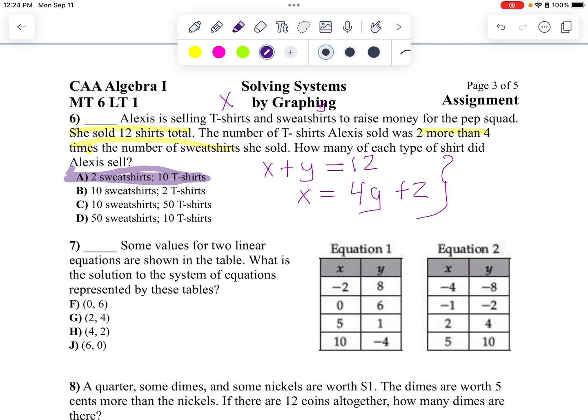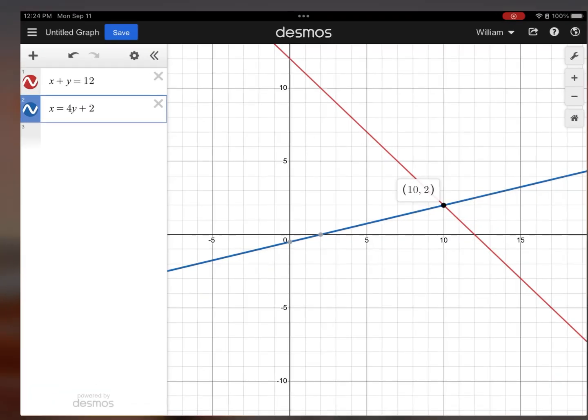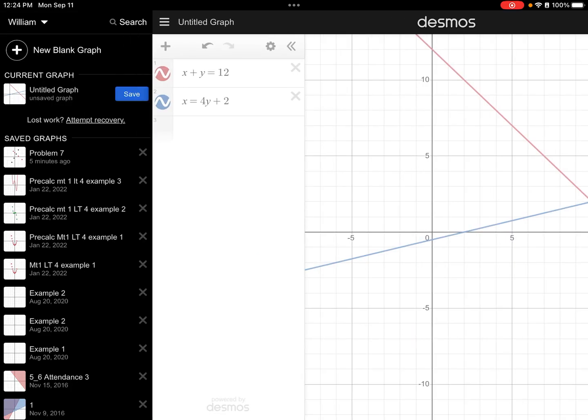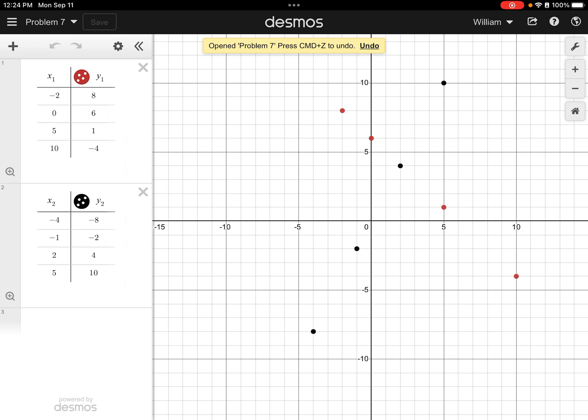We can do the same thing in number 7, except in number 7, we don't have any equations. We have a table. So what we're going to do here is, I think I've made this up already. So here are my 2 tables. And it kind of looks like they cross at 2 and 4, doesn't it? But it looks kind of deceiving.